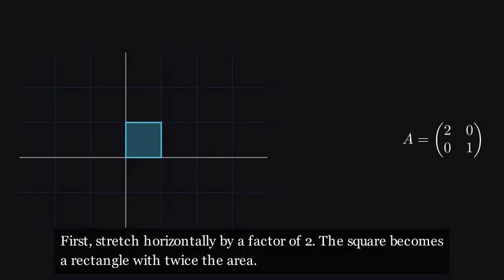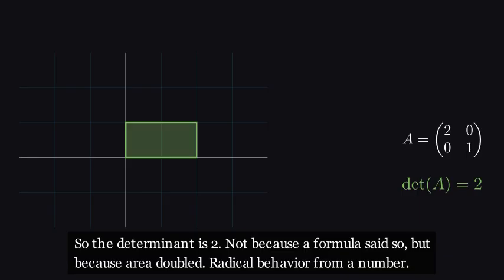First, stretch horizontally by a factor of 2. The square becomes a rectangle with twice the area. So the determinant is 2. Not because a formula said so, but because area doubled. Radical behavior from a number.